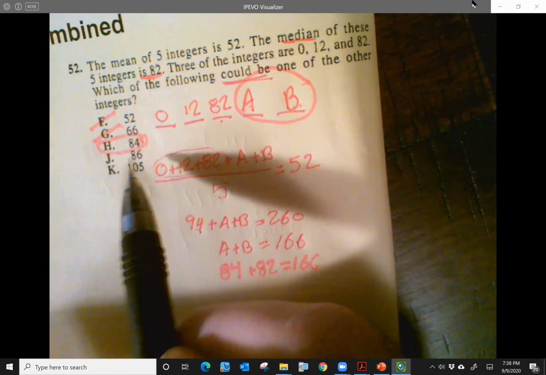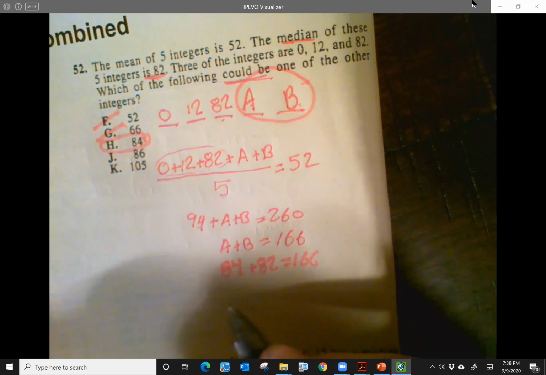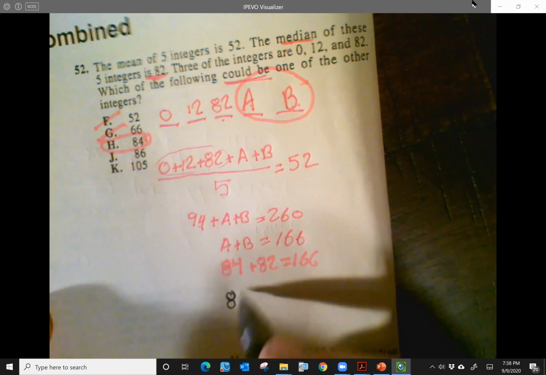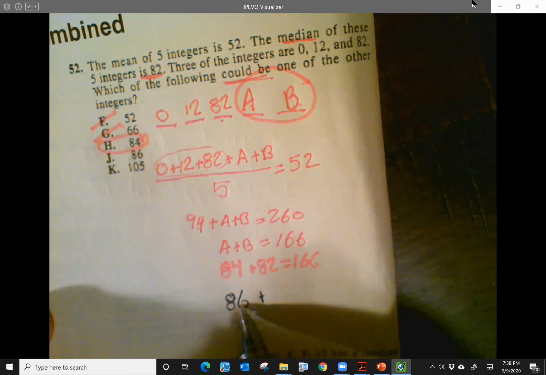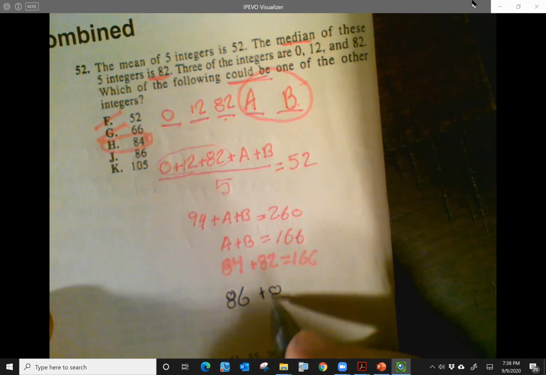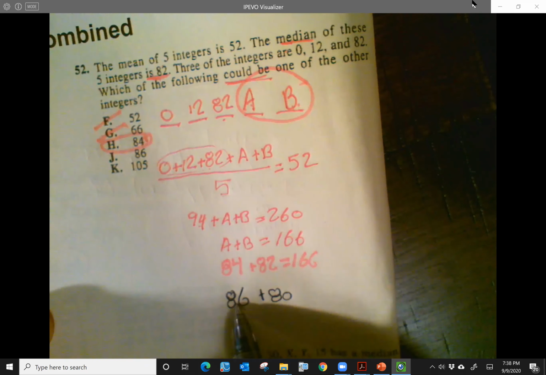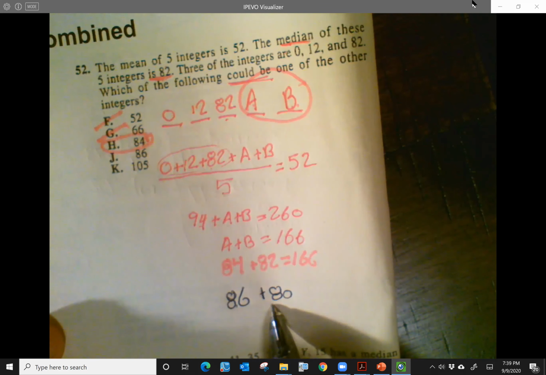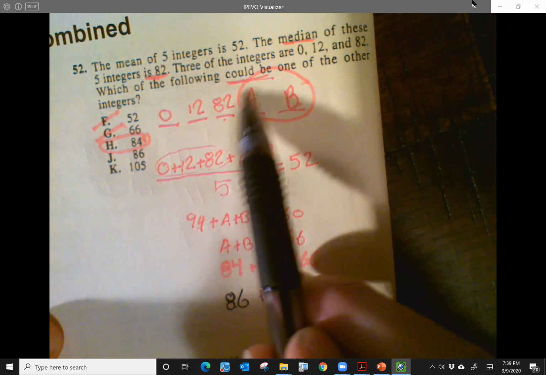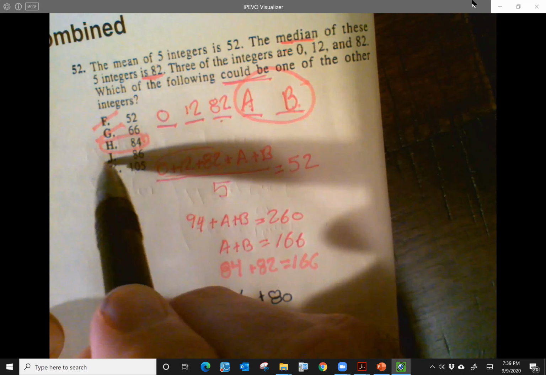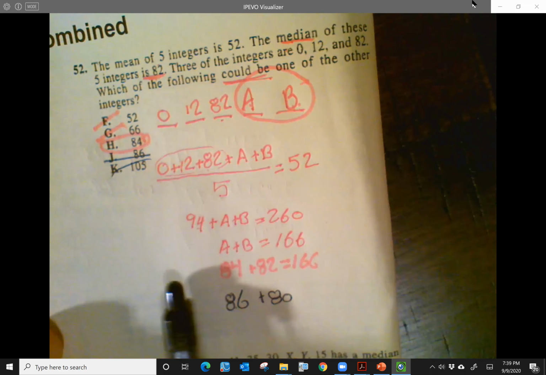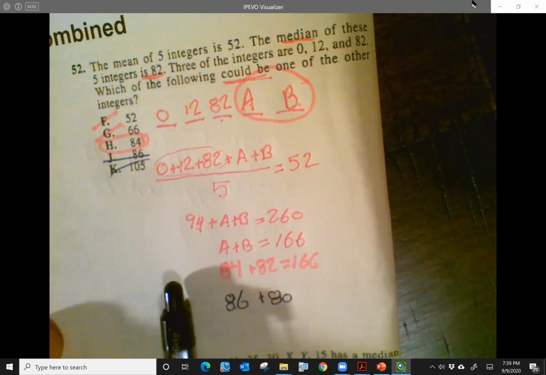All right. What if I thought the other number had to be an 86? Well, if one number is an 86, what would the other one have to be? 86 plus what is 166? Is that 80? Yeah. So if one number is an 86, that means the other number has to be 80. I don't think A could be an 80. It's got to be bigger than or equal to 82. So we're able to eliminate those other choices there.